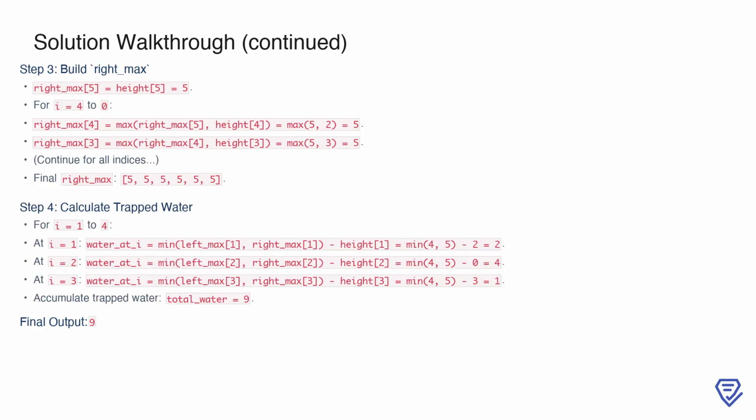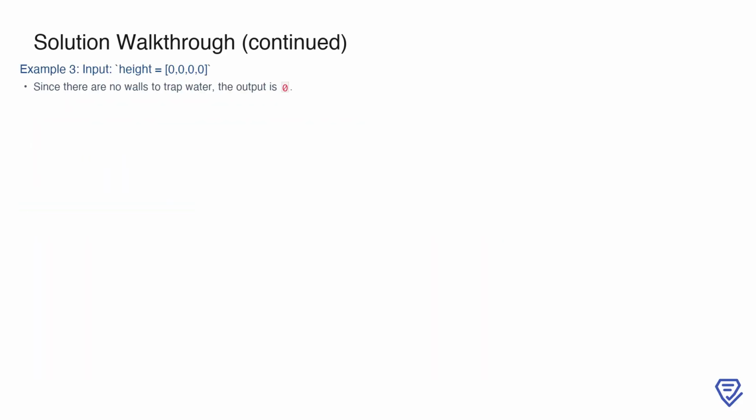Summing the trapped water from indices 1 to 4 results in a total of 9 units, which is the output for this example. In this final example, the input array consists entirely of zeros, meaning there are no barriers to trap any water. When there are no walls present, it is impossible for water to be retained. Hence, the total trapped water in this case is simply zero. This demonstrates that the algorithm correctly handles edge cases where no water can be trapped.